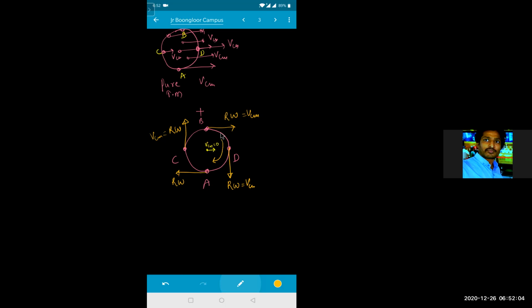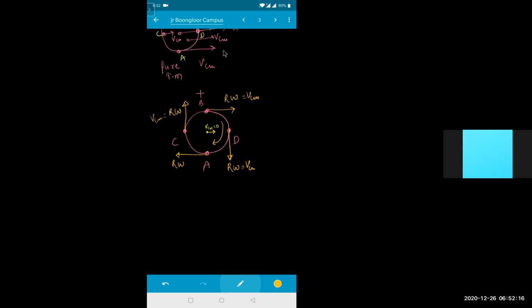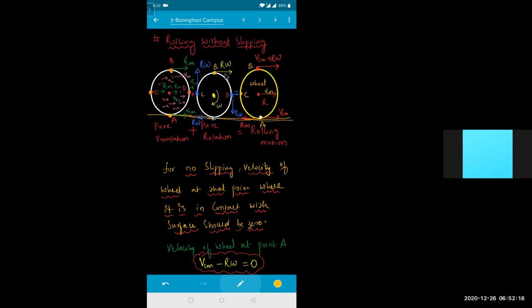So each and every particle which has been rotating in the circular path is having a pure rotational motion. In pure rotation, R omega will be the condition, but the center of mass velocity will be 0. Is that point clear? Now see, that's what is happening in this one. Whatever particles are present, in their direction you need to write the velocity. Like say at point A, it is R omega in this direction, at point B, R omega in this direction, at point C, R omega in the upward direction, and at point D, R omega in this direction.